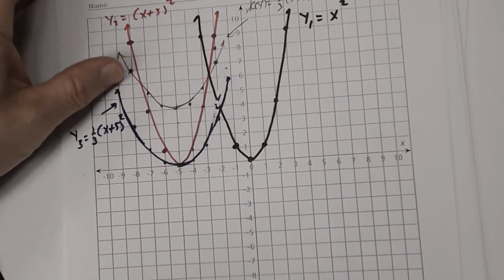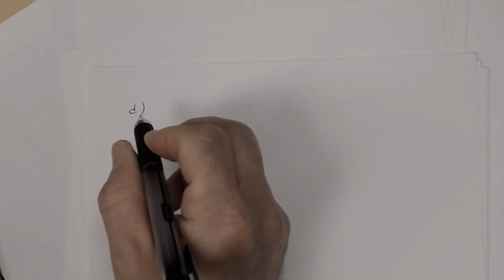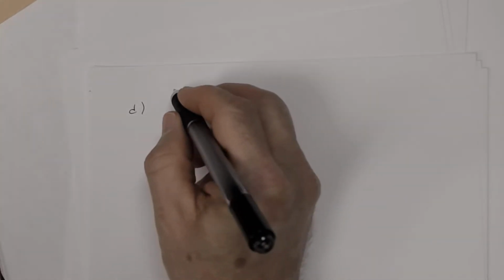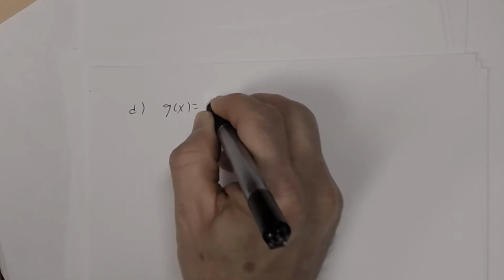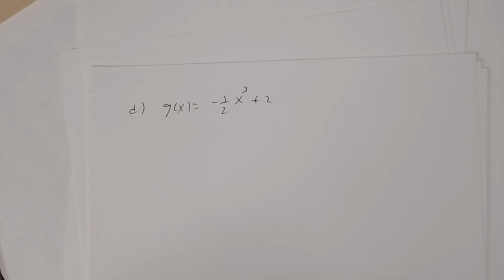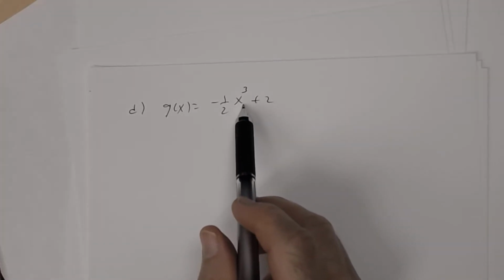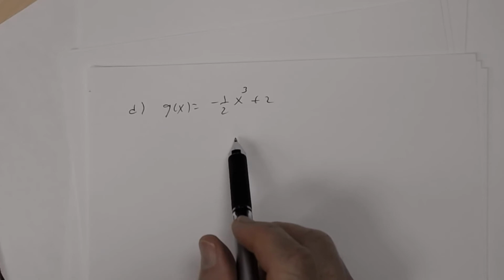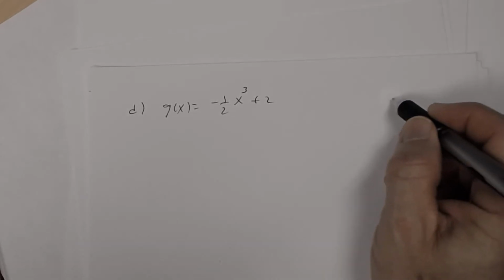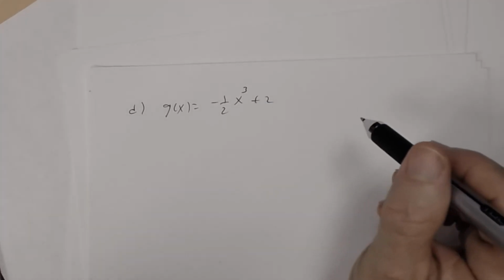All right, now let's look at letter D. So in letter D, you're dealing with the cubing function. So you have g of x equals -1/2 x cubed plus 2. The problem with the cubing function is that when you graph x cubed, there's not that many key points you can use because you're cubing that, and so the y value gets big.